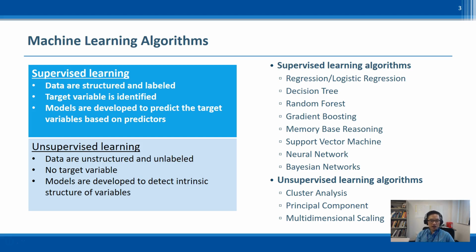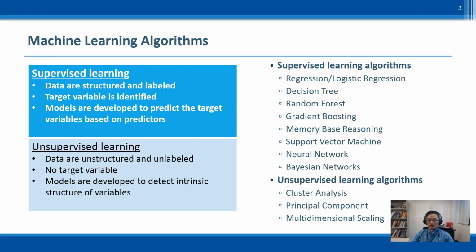Supervised learning works best with structured data. It requires a target variable, and models are developed to predict the target variable based on numerous predictors. On the other hand, unsupervised learning works well with less structured data. It does not have a specific target variable and treats all variables as input variables. Models are developed mainly to detect the intrinsic structure of variables.